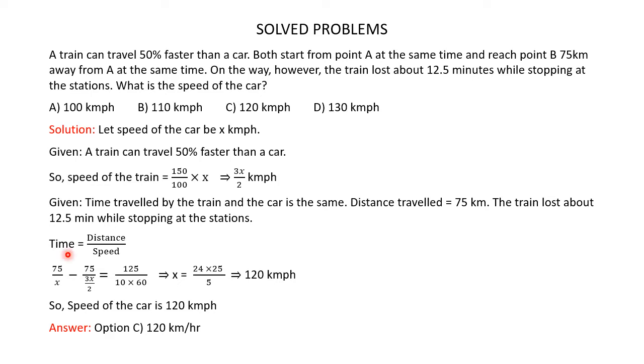Now we know that time is equal to distance divided by speed. The speed of the car is x kilometers per hour and the distance traveled is 75 kilometers. So the time taken by the car to travel from A to B is 75 divided by x. Now the speed of the train is 3x by 2 kilometers per hour and the distance traveled is 75 kilometers. So the time taken by the train to travel from A to B is 75 divided by 3x by 2 hours.